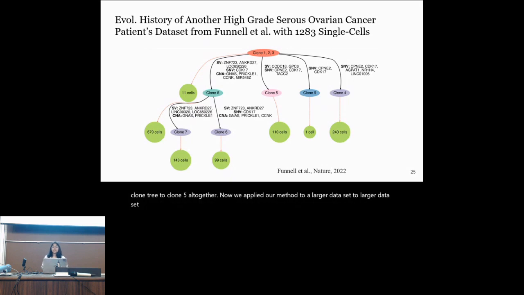Now, we applied our method to a larger data set with 1,283 single cells, and inferred 7 clones here. However, this tree shows some artifacts of our method, such as all the branches from the root having a distinct SNV mutation, CDK17. We infer that this is due to inferring an insufficient number of clones in our method, and this is kind of an artifact of the method.